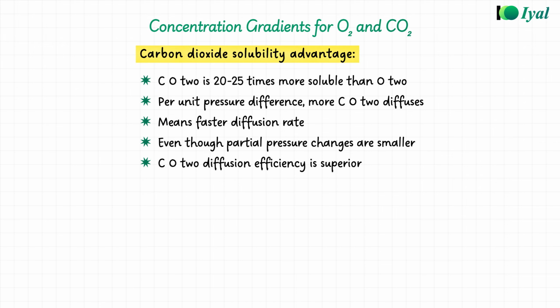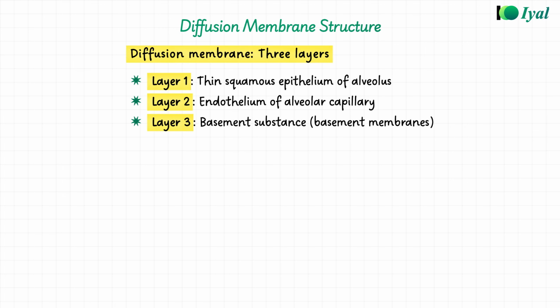Here is a very important point. Carbon dioxide is much more soluble in blood than oxygen. How much more? 20 to 25 times more. This means that for every unit of pressure difference, much more carbon dioxide will diffuse compared to oxygen. So even though the partial pressure changes for carbon dioxide are smaller than for oxygen, carbon dioxide actually diffuses faster and more efficiently. Nature has arranged this so carbon dioxide, which is a metabolic waste, is efficiently removed. Very smart system.